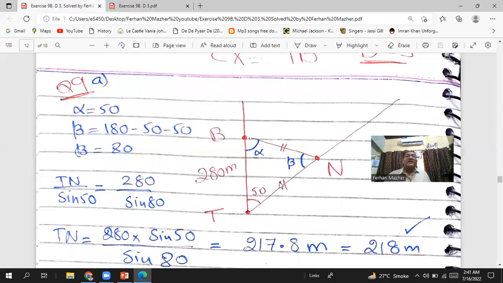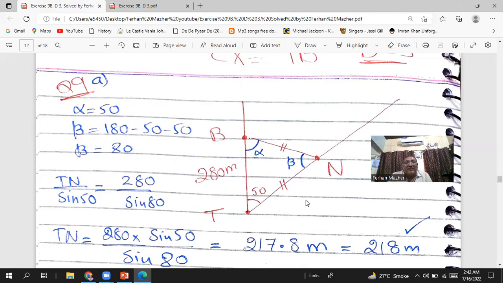So this will be an isosceles triangle. So let me call this angle beta, this angle alpha. So this is 50, so this angle will also be 50. So once I know this angle, I can find this angle also, because it's an isosceles triangle. So alpha will be 50 because it's an isosceles triangle. Beta will be 180 minus 50 minus 50. So the beta angle will be 80 degrees. Then they want us to find out TN, how much Nora has walked. So I will apply the law of sines. The TN is related with this alpha value, and this 280 is related with the beta angle.